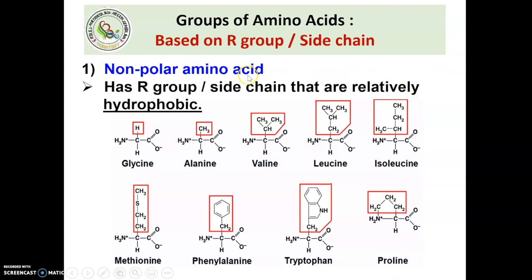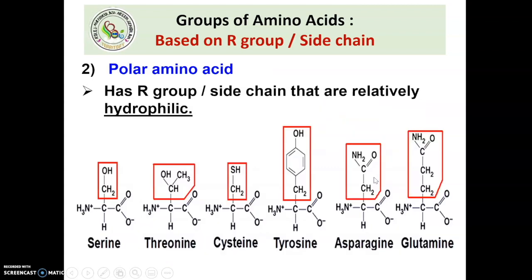Non-polar amino acid. This one has an R group or side chain that is relatively hydrophobic. So this is the example of the non-polar amino acid. This is the side chain that has the hydrophobic feature. The second one is the polar amino acid. They have the R group or side chain that is relatively hydrophilic. This is the side chain of the polar amino acid.